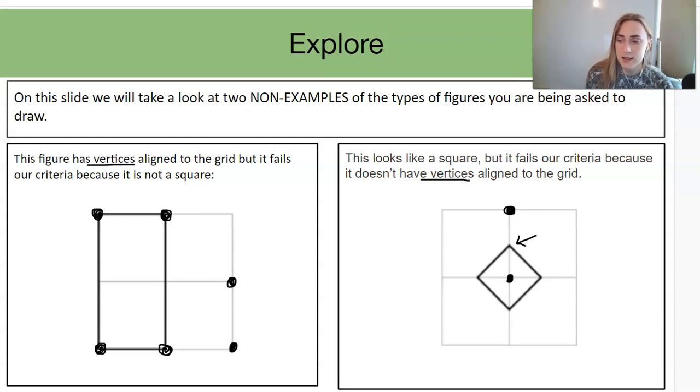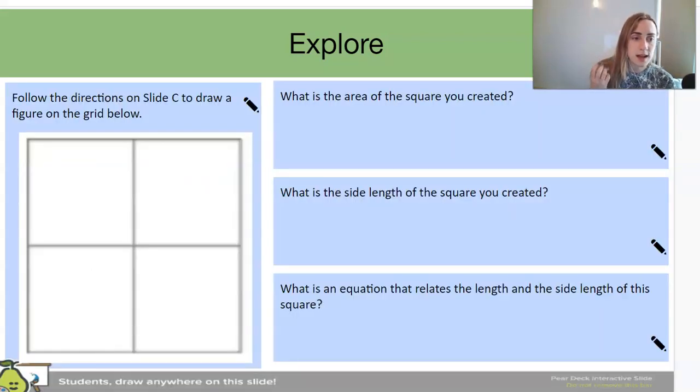And now on the next 3 slides, you're going to draw 3 different squares, and each one needs to be a different size. So you'll do this 3 times on slide E, F, and G. It'll look exactly the same, but you're going to make sure that each of the 3 different squares you draw are a different size. And for each square, you're going to answer the question, what is the area of the square you created? What is the side length of the square you created? And what is an equation that relates the area and the side length of this square?